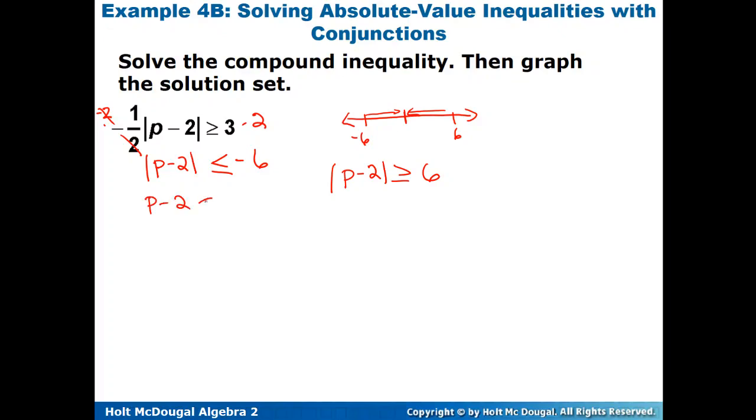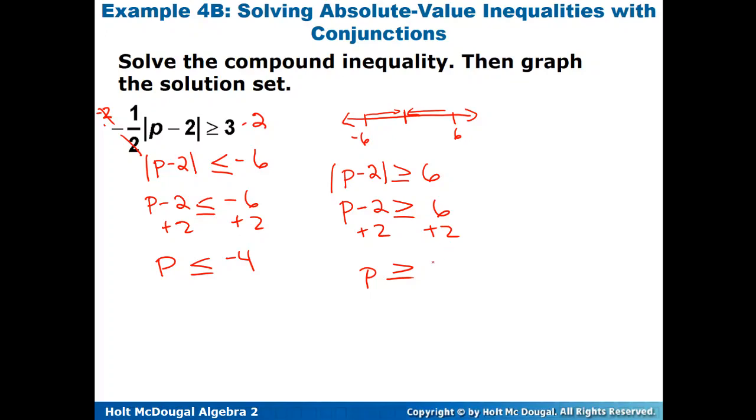P minus 2 is less than or equal to negative 6. Add 2 to both sides. We have P is less than or equal to negative 4. When we do it over here, add 2 to both sides. We have P is greater than or equal to 8. And actually, because no real number satisfies both, P is less than negative 4 and P is greater than 8, there is no solution. So the solution set is the empty set.